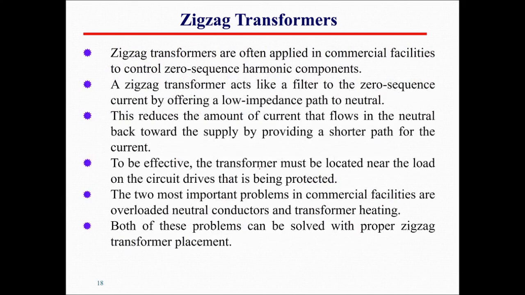To be effective, the transformer must be located near the load on the circuit that is being protected. The two most important problems in the commercial facility are the overloaded neutral conductor and transformer heating. Of course, the transformer will heat up also, and when we say transformer, I mean the normal transformer that is used to provide the energy to the load.